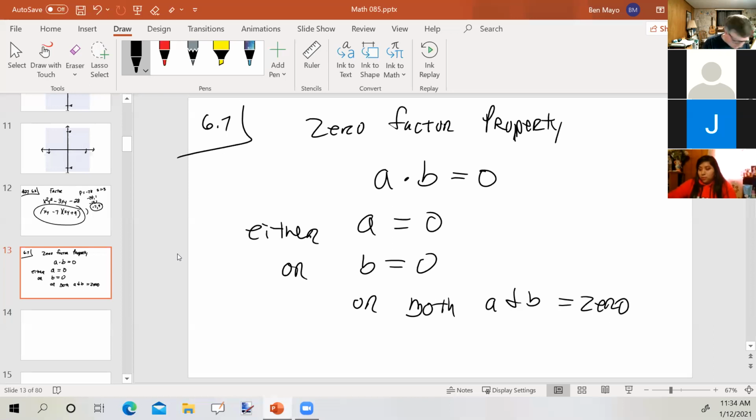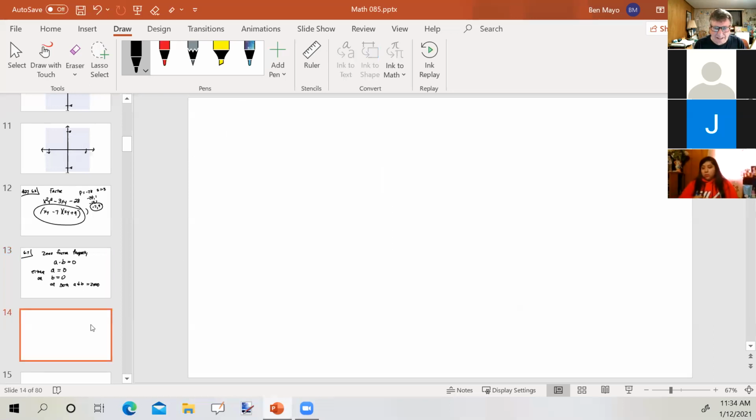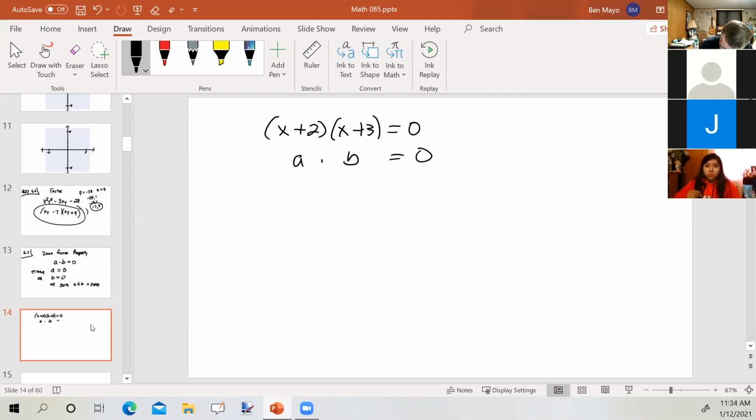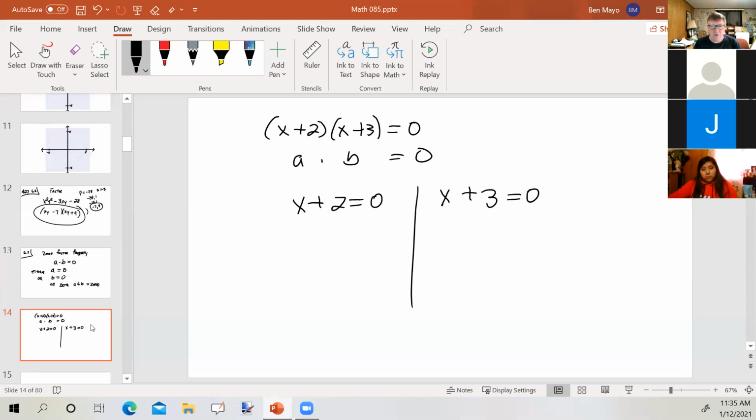All right, so let's say we had this equation, x plus 2 times x plus 3 equals 0. Do you see that that equation is in the form A times B equals 0? So what we could do, if the quantity x plus 2 times the quantity x plus 3 equals 0, then we could say either x plus 2 equals 0 or x plus 3 equals 0, or in fact, they might both equal 0.